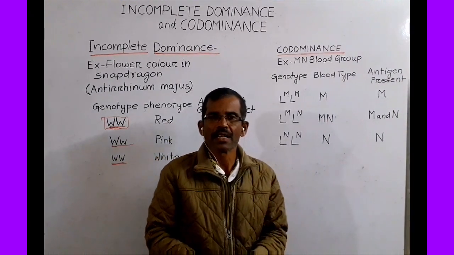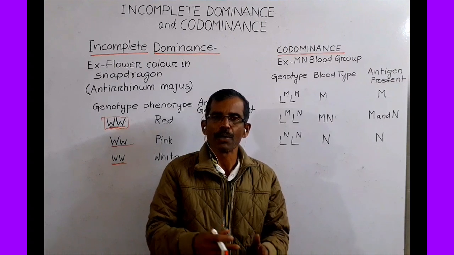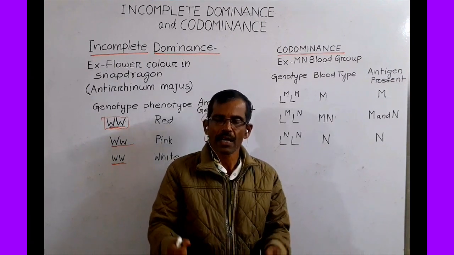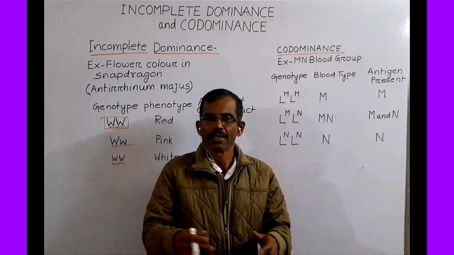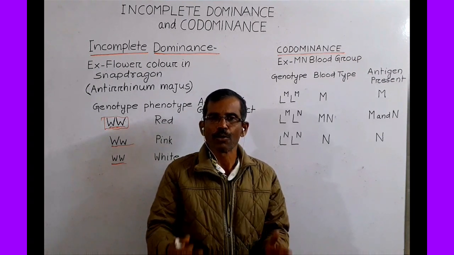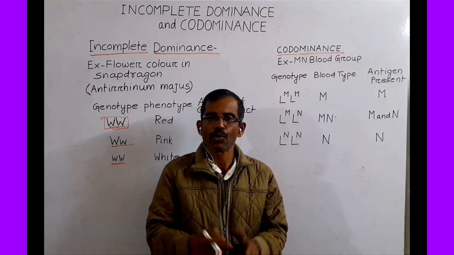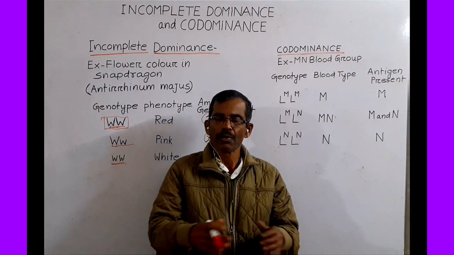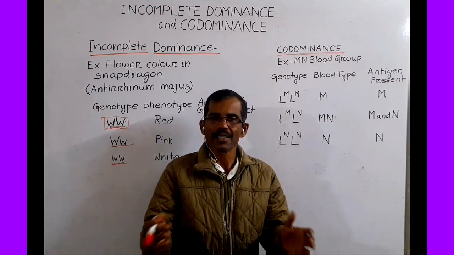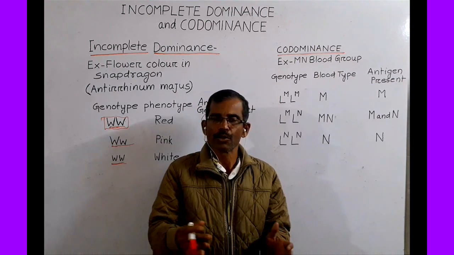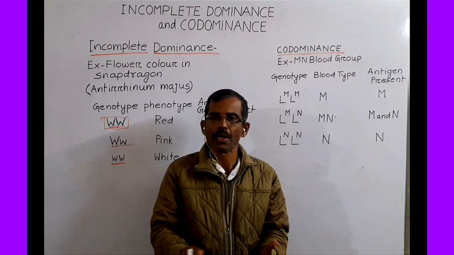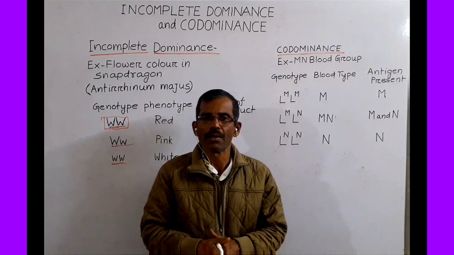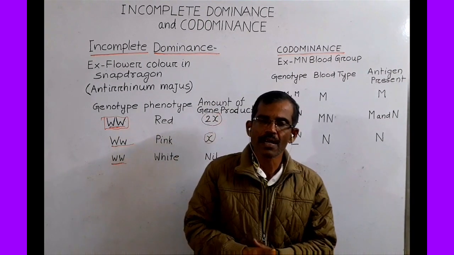So friends, in case of incomplete dominance, both the alleles of a gene are partially expressed, whereas in case of codominance, both the alleles of a gene are fully expressed. The alleles are neither completely dominant nor incompletely dominant, but they are codominant. So friends, this is about incomplete dominance and codominance.